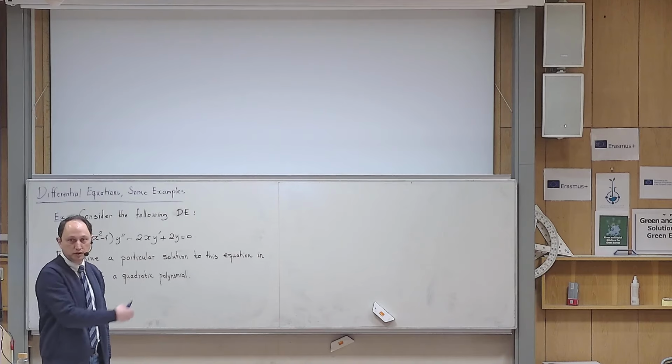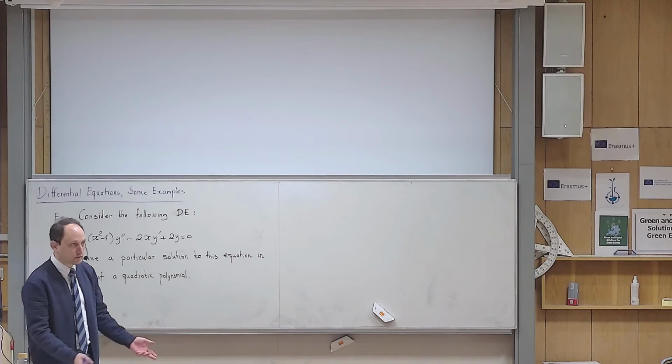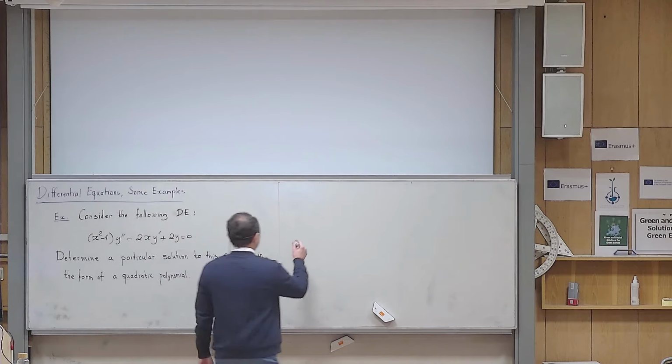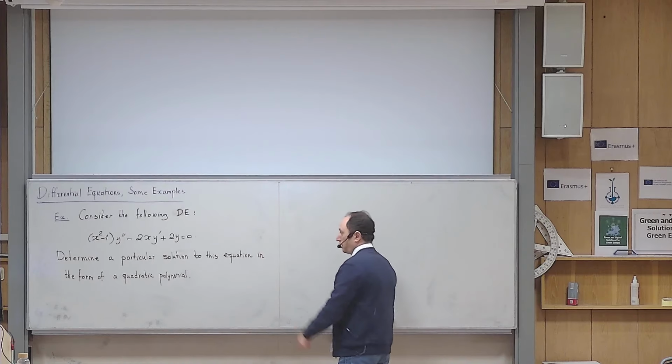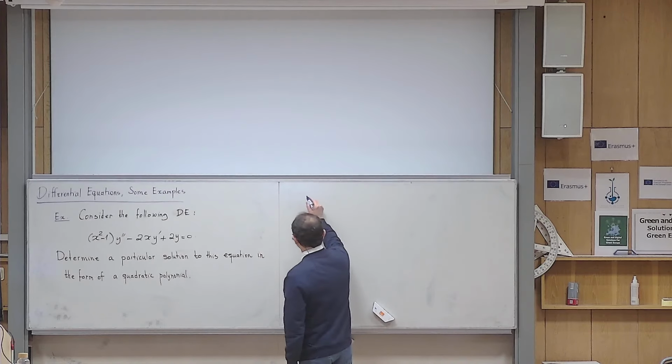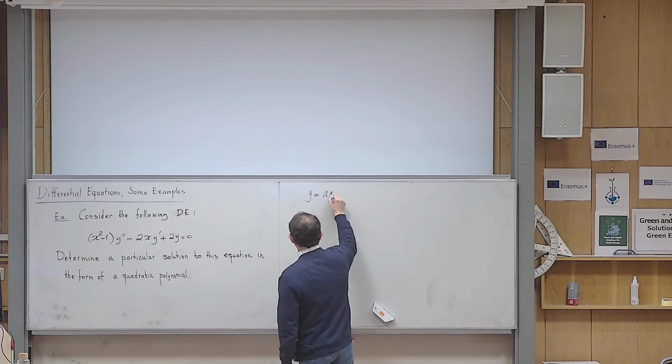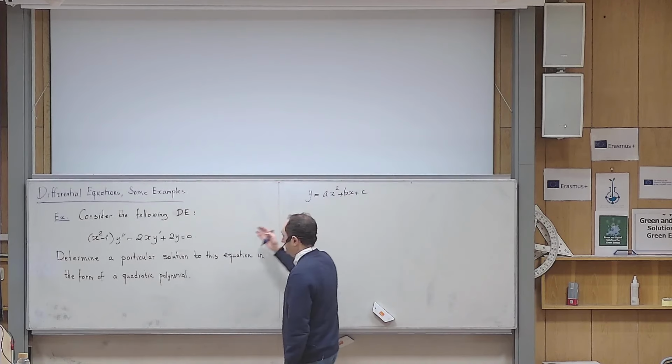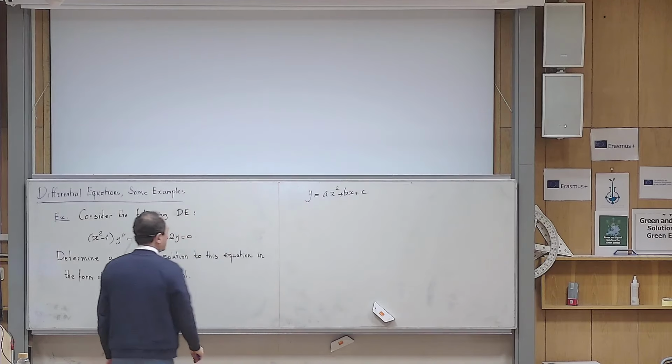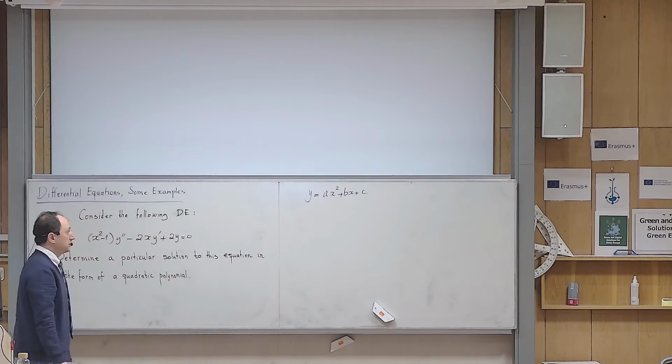Yeah, and then put them here to fine-tune the constants. That's it. Because you are telling me that a quadratic polynomial is a solution, let us assume that the solution takes this form. It is not obvious that there is a solution of this form, but it is guaranteed by the problem. So I will take it and put it in the equation.